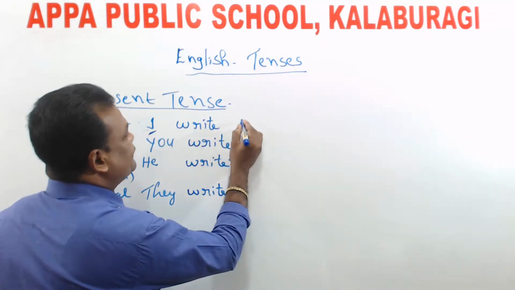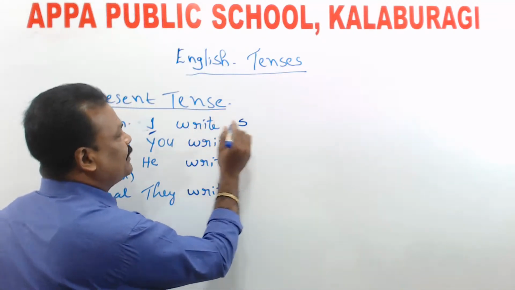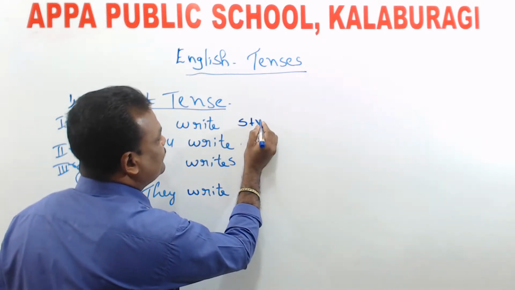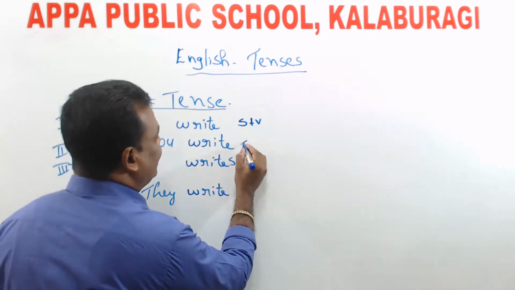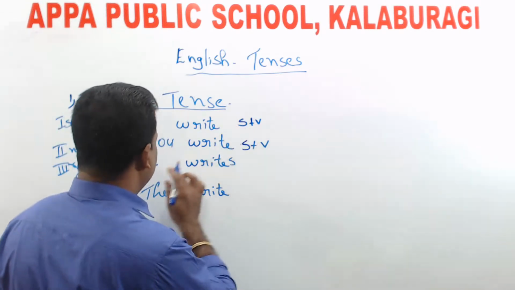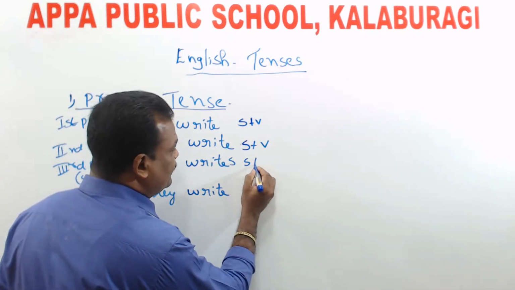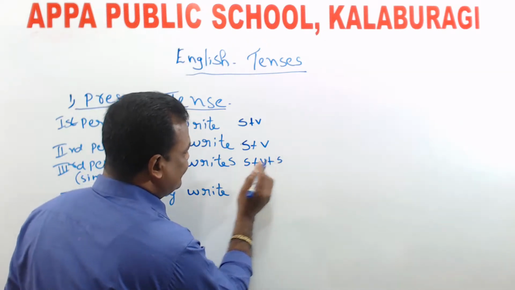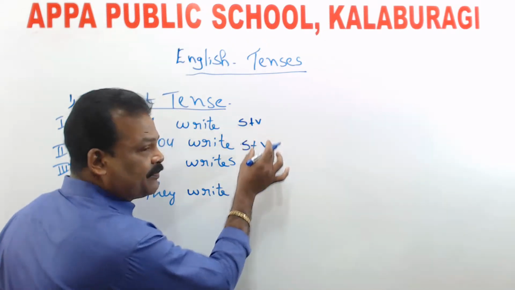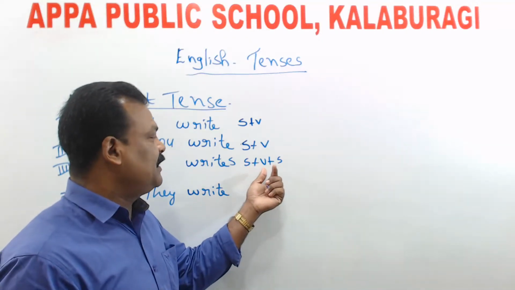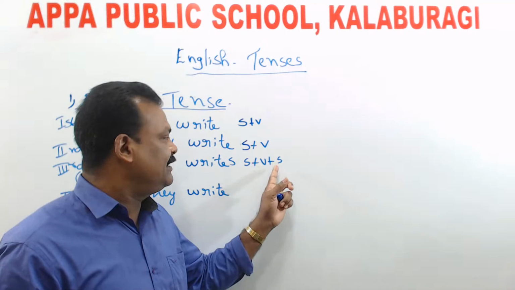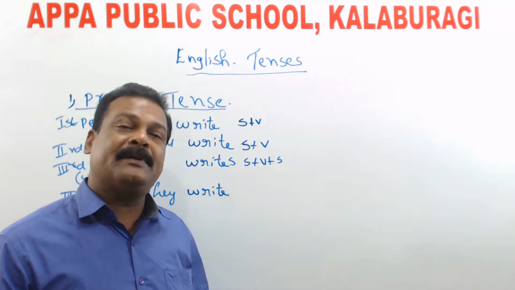I is a subject. What is write? Write is the verb. Subject plus verb. You get a present tense. Next one is again subject plus verb. Third one, very important: subject plus verb plus S. This S you are writing here. In order to understand better, we write subject plus verb plus S. So this formula will help you to write present tense.